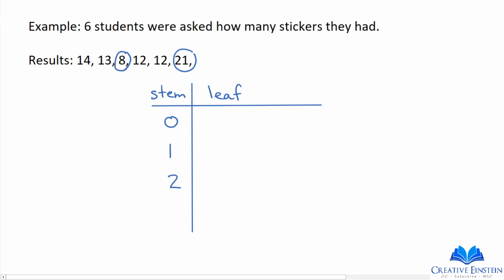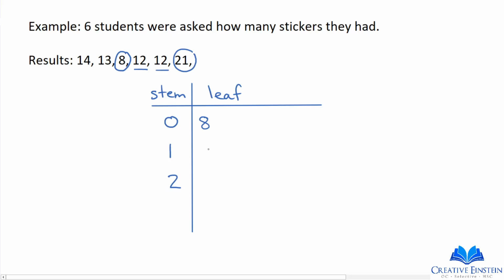So now let's take a look. 8 is my only single digit number, so a stem of 0, a leaf of 8. That tells me 0, 8, which gives me the value of 8, because there is 0 in the tens column, or the stem. Now I need to find the next smallest value. The next smallest value is 12 and 12. So we put our small values really close to the stem, and as we go further out, they become larger values.